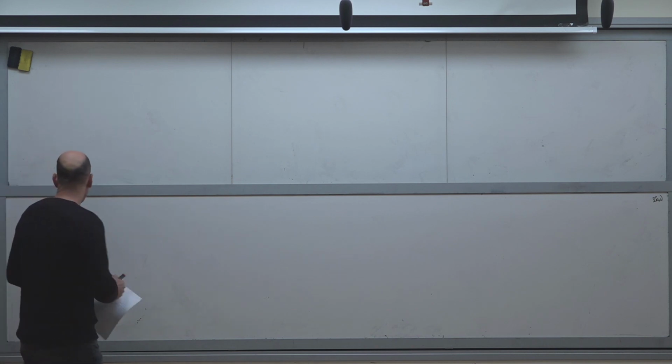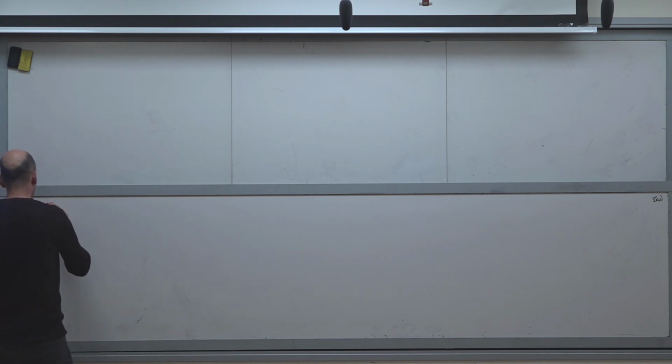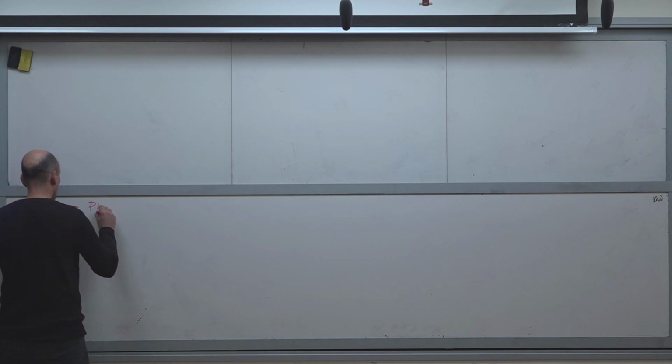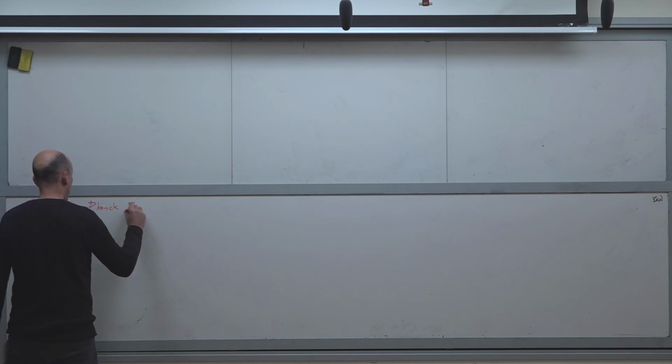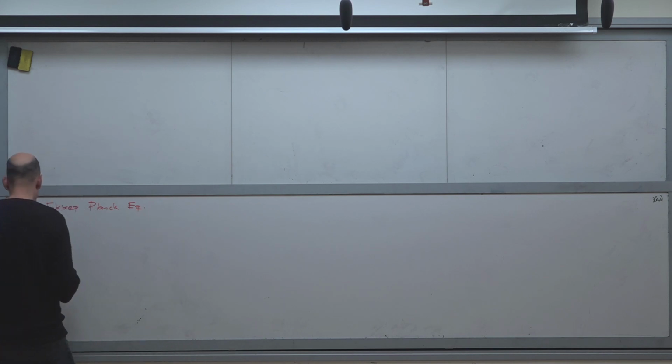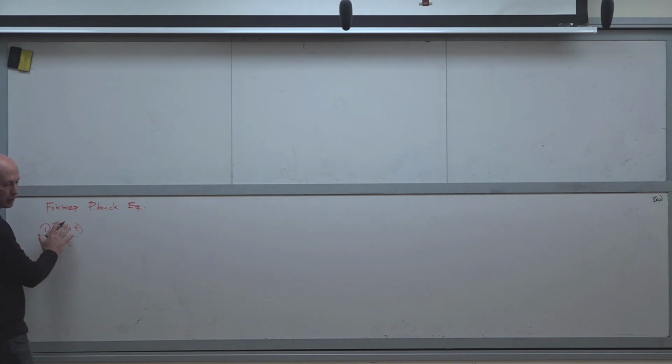So first of all, let me remind you what the Fokker-Planck equation is, the ordinary one. I have a density of particles. This is normalized, so this is the probability to find the particle at position x at time t, starting from some initial condition. It changes with time.